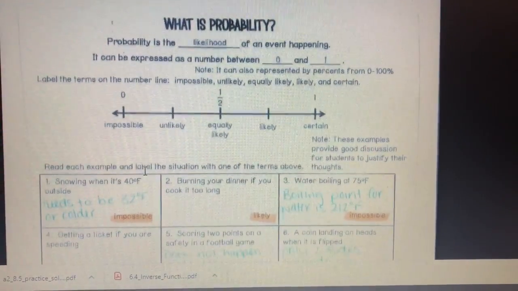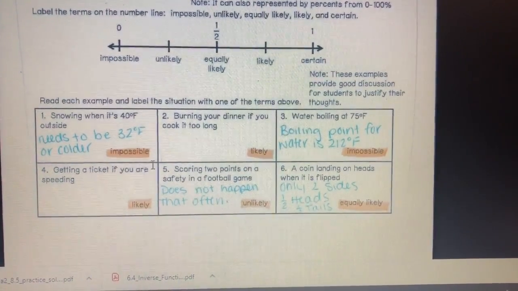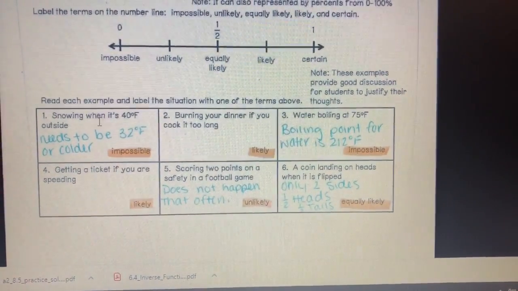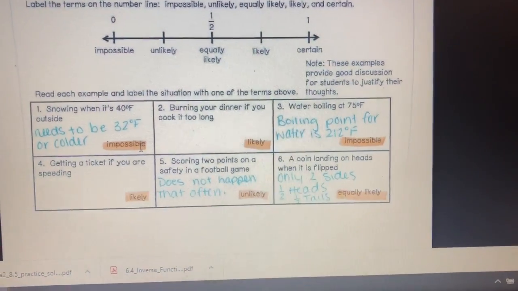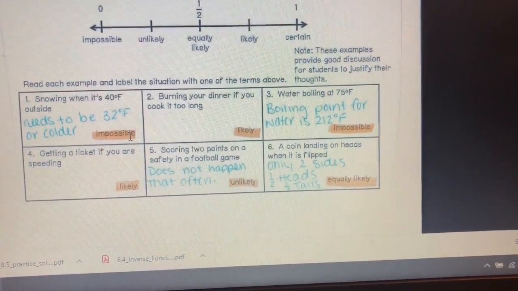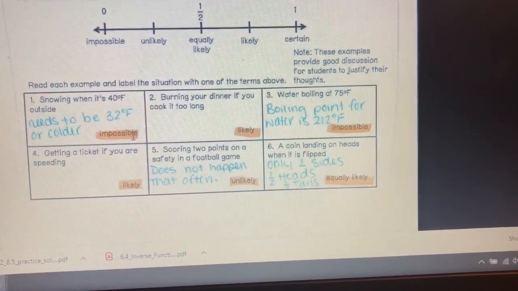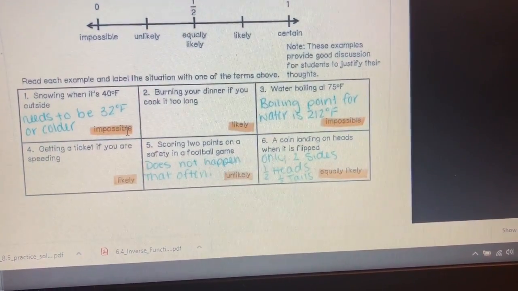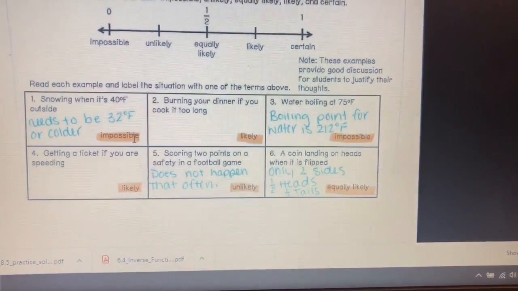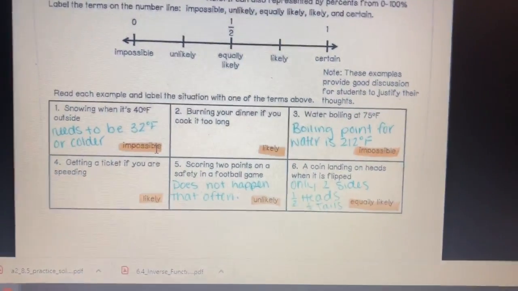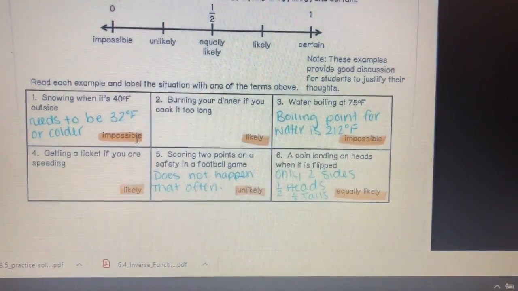So if we're looking at things that are impossible, unlikely, equally likely, likely, and certain. Snowing when it's 40 degrees outside, that is impossible because it needs to be 32 degrees Fahrenheit or colder for it to snow. That is the freezing point at 32 degrees. Any precipitation when it's above 32 degrees is not going to be snow. So at 40 degrees, that would be rain.